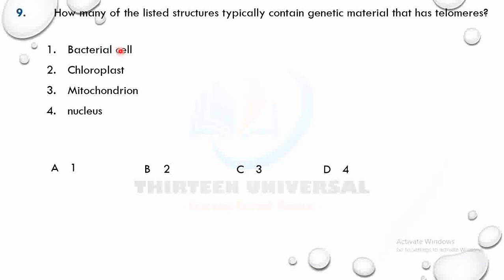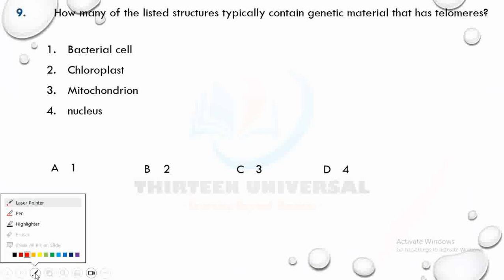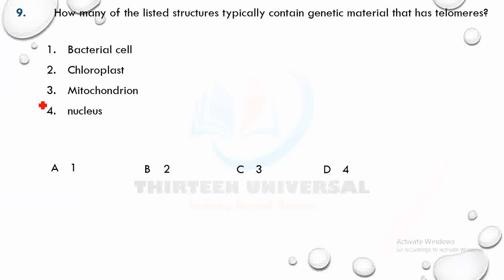Bacterial cell. Pause the video and try it. Do bacterial cells have chromosomes? They don't have chromosomes. What they have is DNA. A chromosome must contain DNA and histone proteins. Bacterial cells' genetic material lacks histone protein, so we can't call it a chromosome. So it doesn't have telomeres. Bacterial cells don't have telomeres.